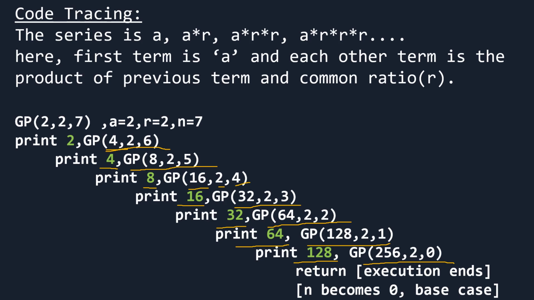Now it will satisfy the base case, that means when N becomes 0, it has to return, that means the function execution will stop over there. So now it will print all these values. So you can run the program. Once you run it, then you can get the values as 2, 4, 8, 16, 32, then 64, then 128.